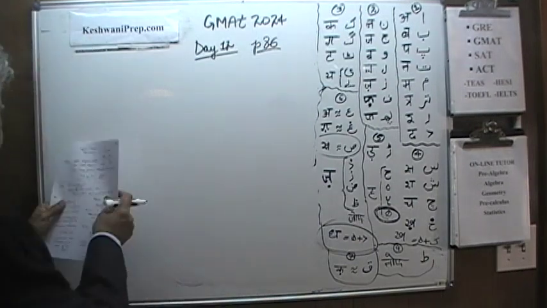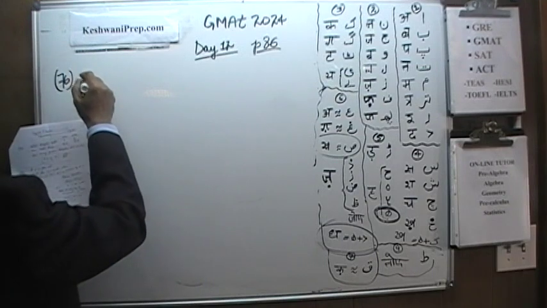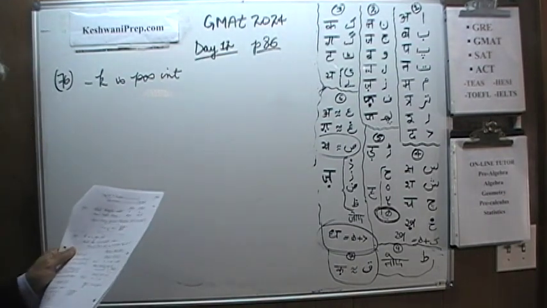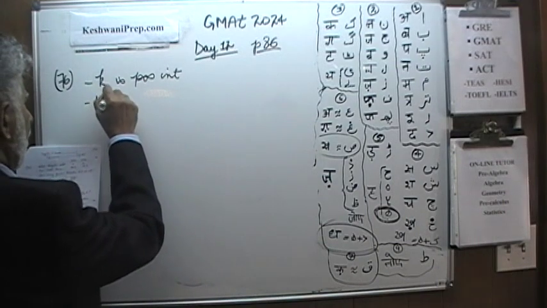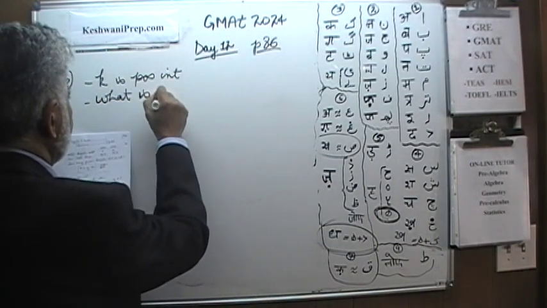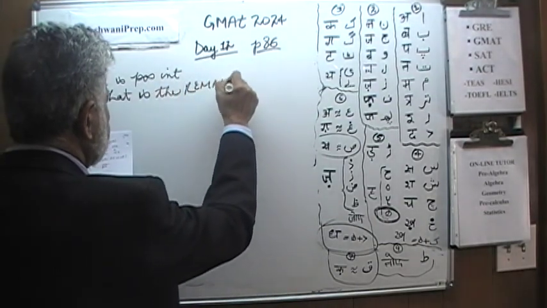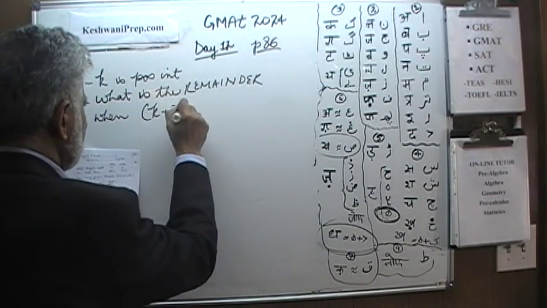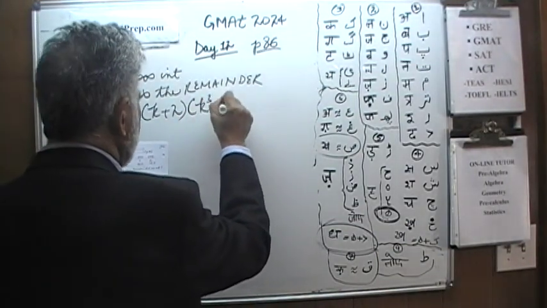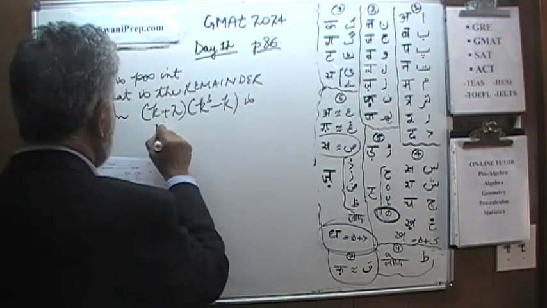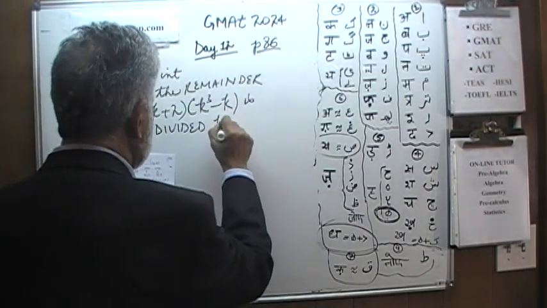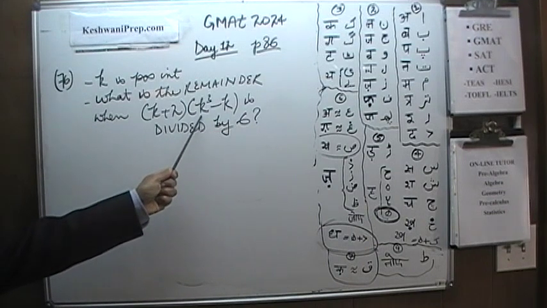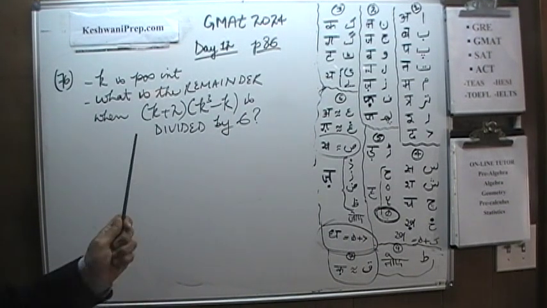Let's do the next one. In 76, we are told that k is a positive integer. K is a whole number, and it is a positive number. We are being asked, what is the remainder when k plus 2 times k cubed minus k is divided by 6? One more time, what's the remainder when (k plus 2) times (k cubed minus k) is divided by 6? Go ahead, do it yourself, pause the video.